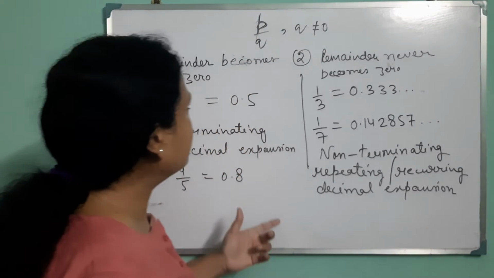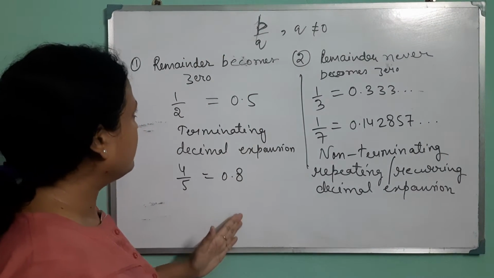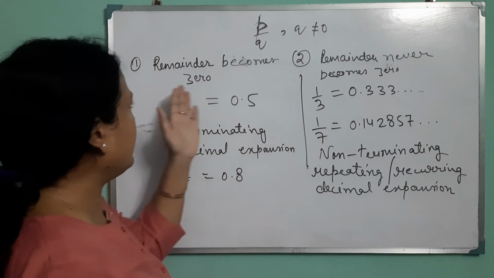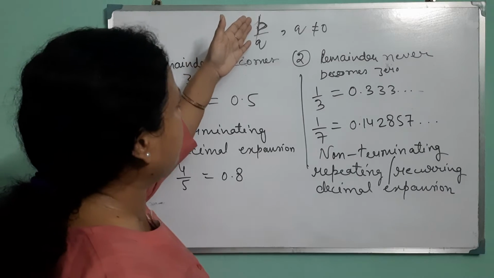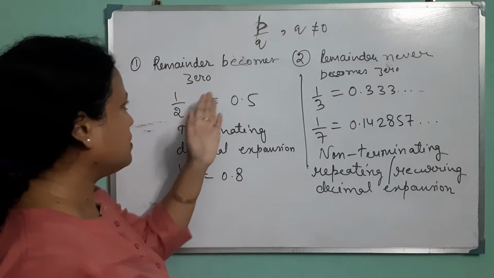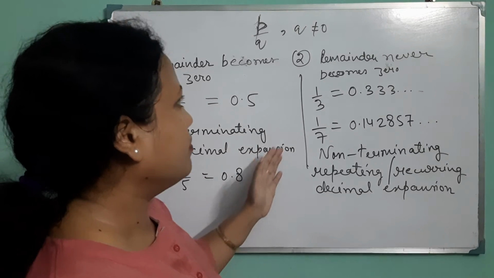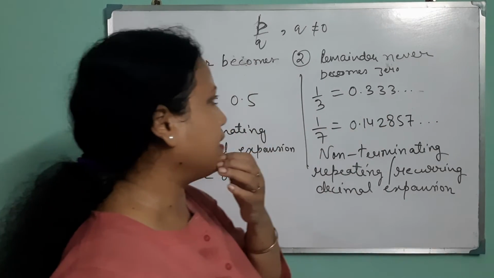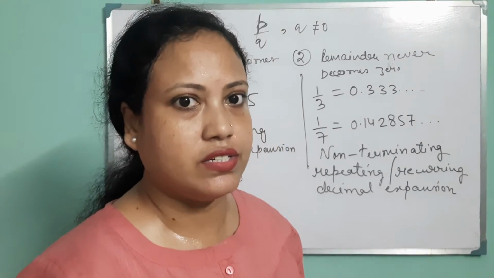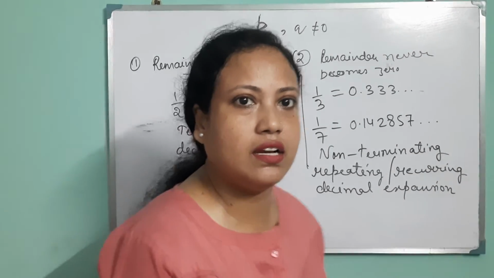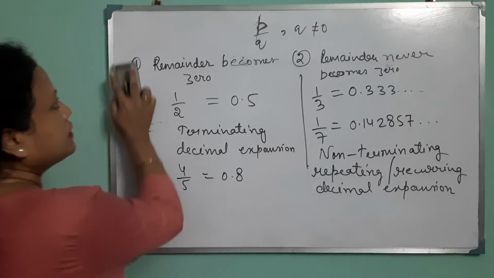So we have understood what is a rational number. Rational number can be in the two forms. One is when we are dividing p by q, remainder is becoming 0 and we are getting terminating decimal expansion. And when the remainder is not 0, then we are getting non-terminating, repeating or recurring decimal expansion. Then what about irrational numbers? What are irrational numbers?